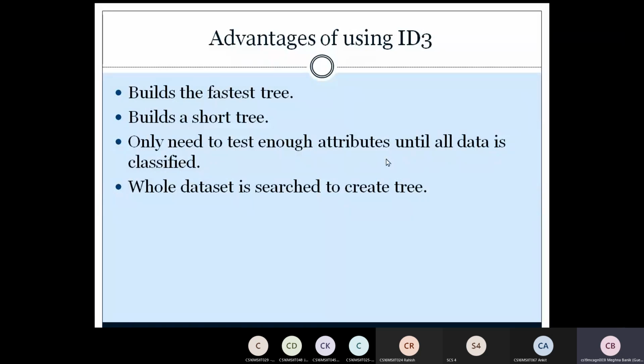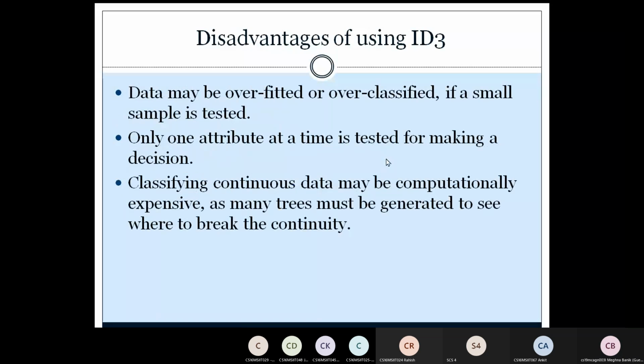The advantages of using ID3 are building the fastest tree. We can build the short and fastest tree. We only need to test enough attributes until all data is classified and the whole data set is searched to create a tree. The disadvantages include the data may be overfitted or overclassified if a small sample is tested. Only one attribute at a time is tested for making a decision. And classifying continuous data may be computationally expensive as many trees must be generated to see where to break the continuity.